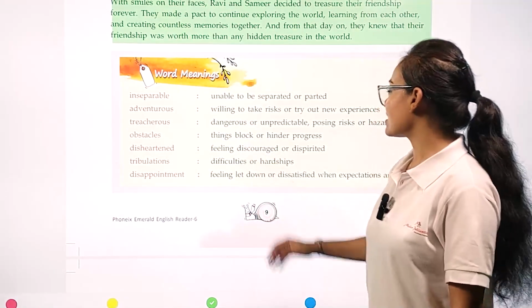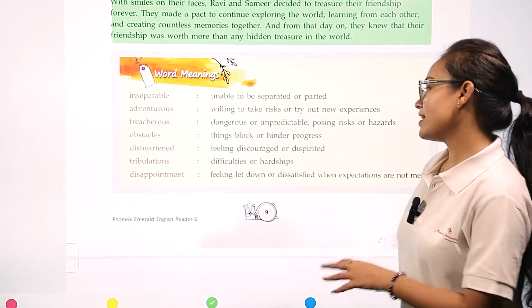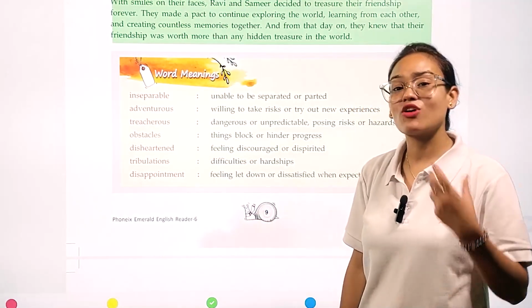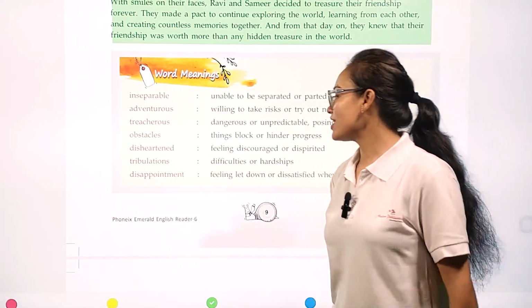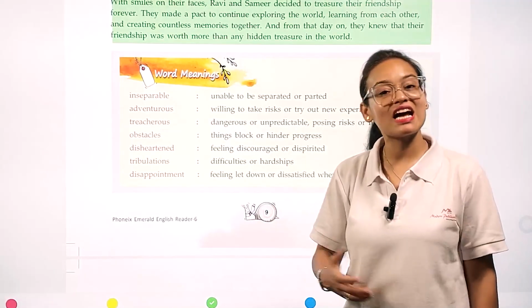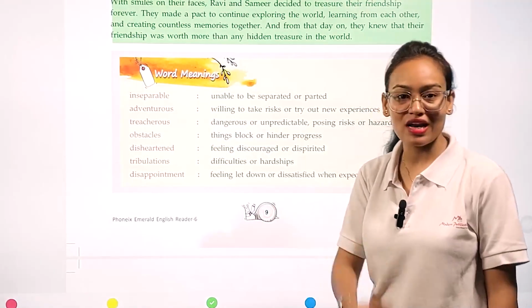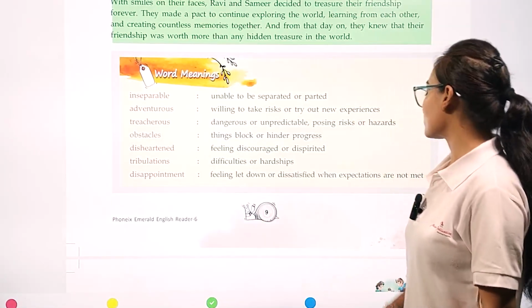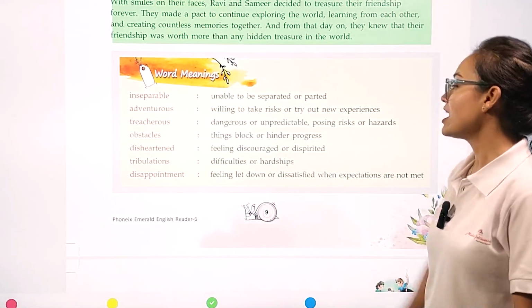Disheartened: feeling discouraged or dispirited. Disheartened means when you are feeling betrayed, when you feel that your heart is broken. Tribulations: difficulties or hardship. Tribulations means when you are facing a hard situation in your life. Disappointment: feeling let down or dissatisfied when expectations are not met.